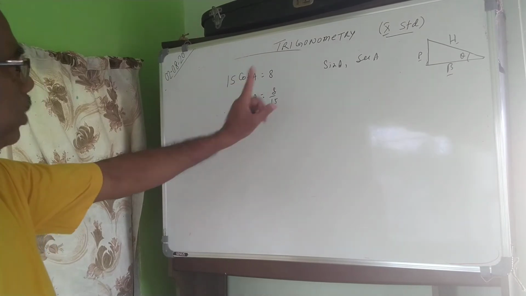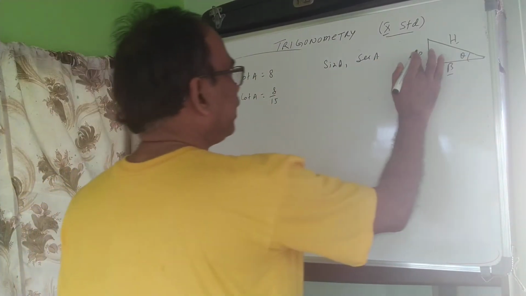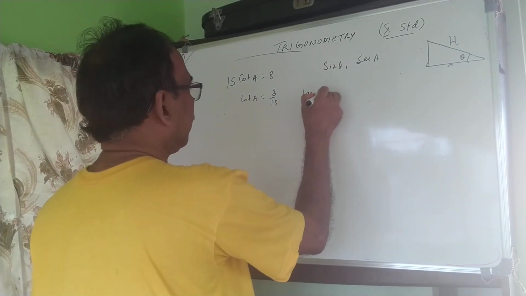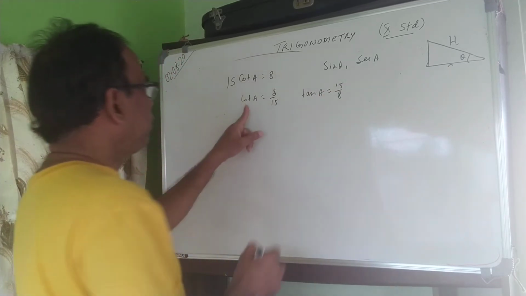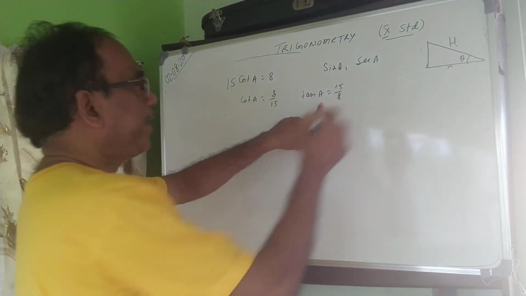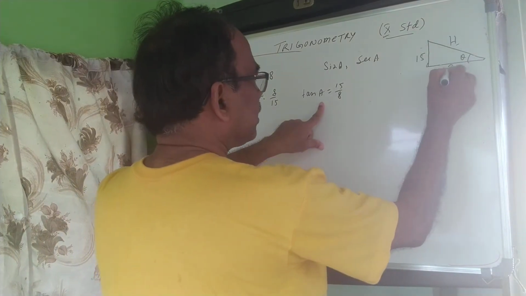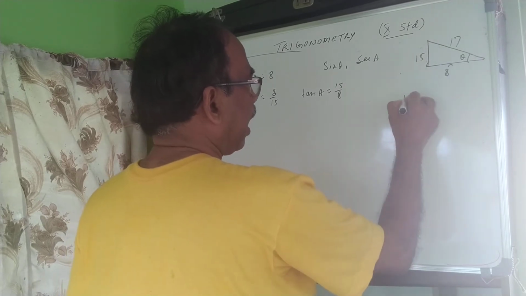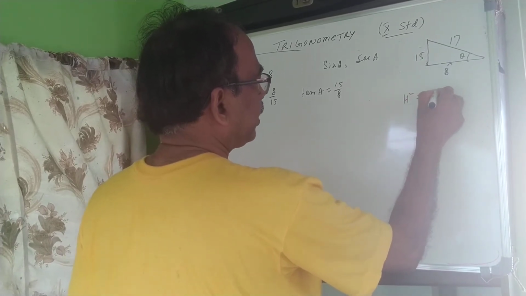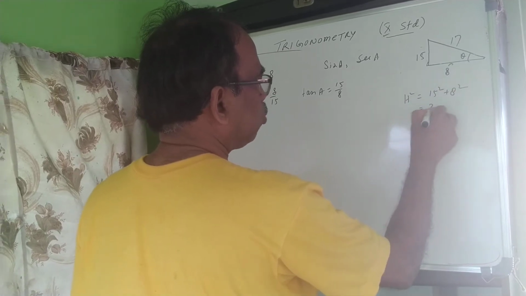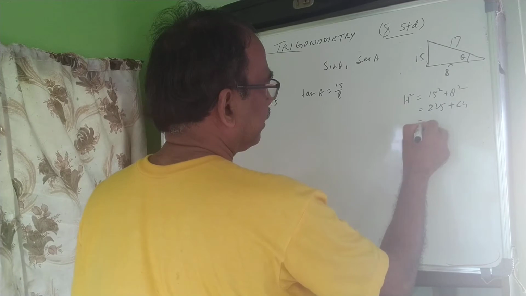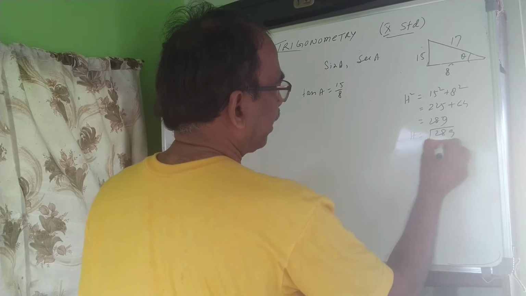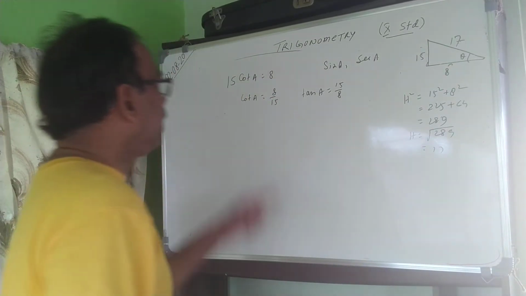Now cot, you know, tan is permanently black. Cot A is 8 by 15, therefore tan A is 15 by 8. Reciprocal of cot A is tan A. Tan is permanently black. This is 15, this is 8. Using Pythagoras, hypotenuse square equals 15 square plus 8 square, that is 225 plus 64, that is 289. Then h equals square root of 289, that is 17. We got 17.